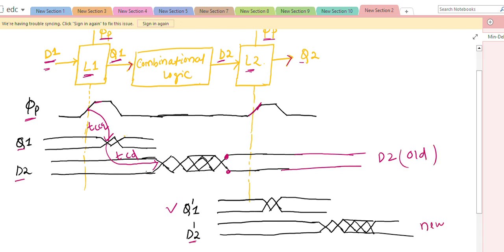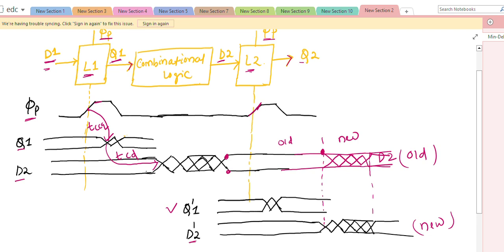and this is the new D2. Up to this point the old D2 will exist. After that the new D2 will take over. That means here the new D2 is changing, so this will take over, and then it will be constant. So up to here, this part is your old D2 and this part is the new D2.